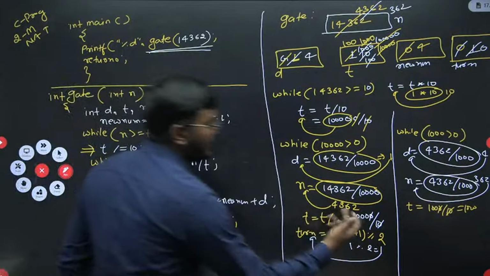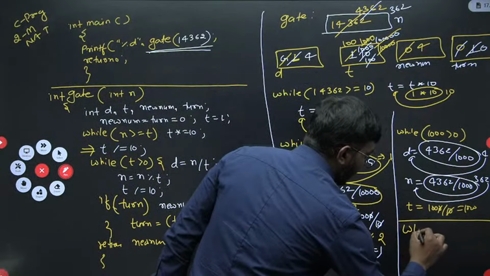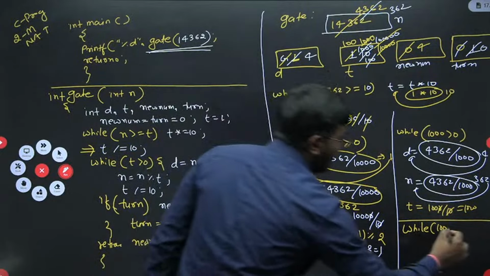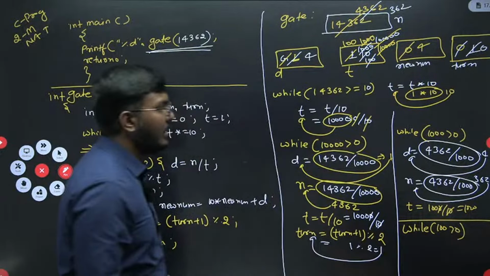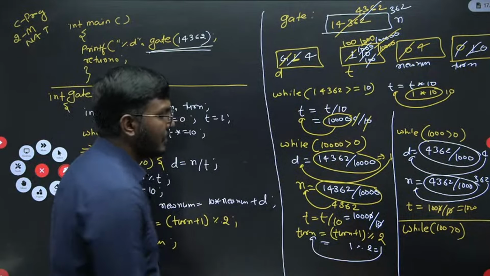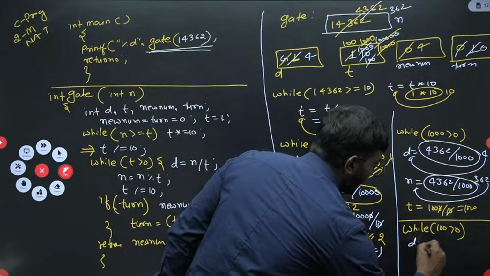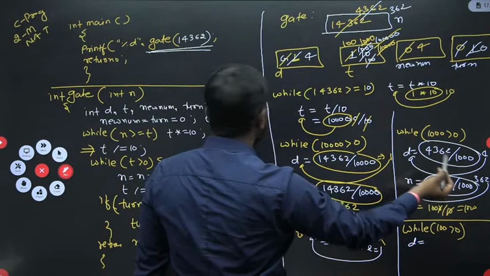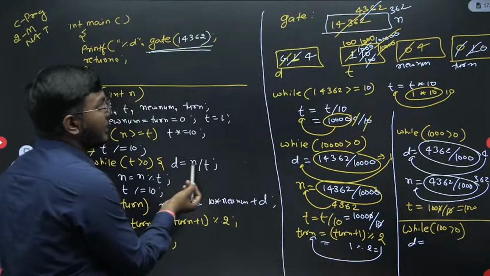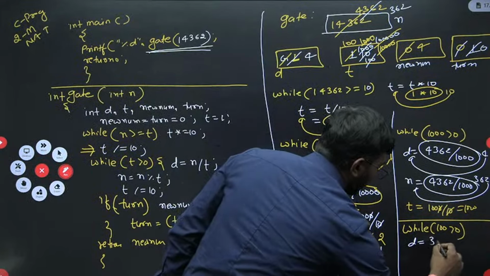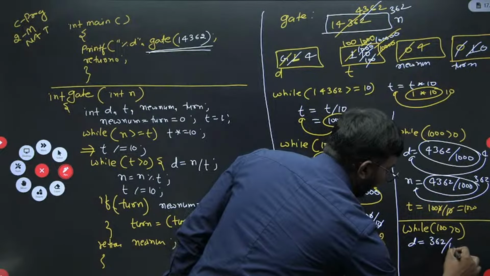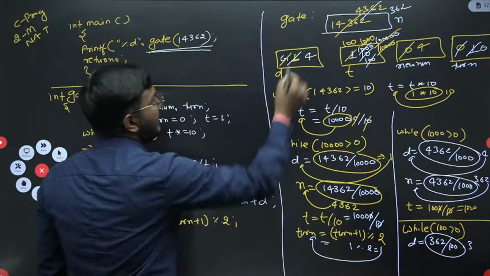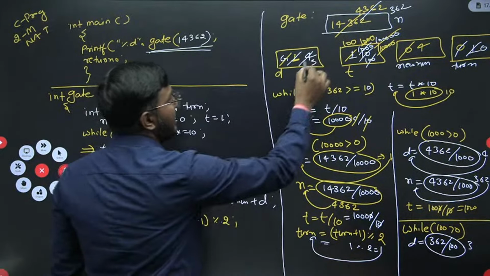So what is the while condition? Current t value is 100. Is t, 100, greater than 0? It's true. If it is true, then again perform this d. So d will be n divided by t. What is n? n is 362. 362 divided by 100, so the quotient will be 3. So d is updated by this 3. Understood?